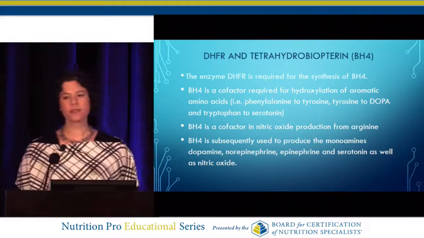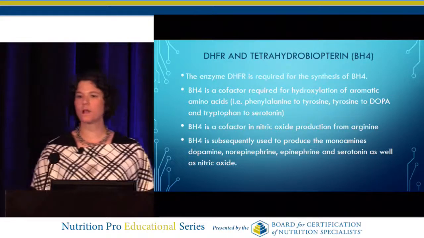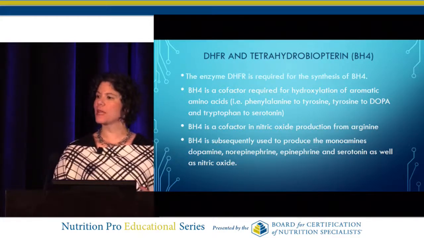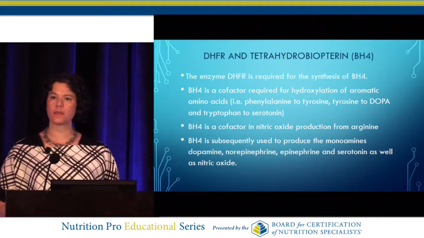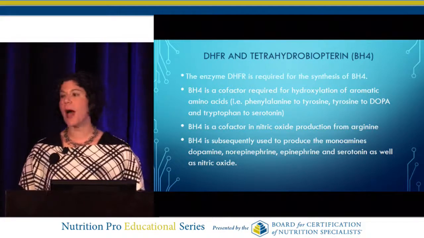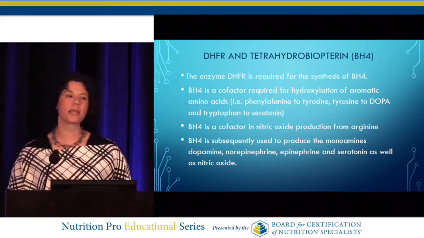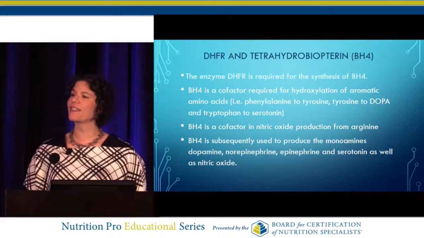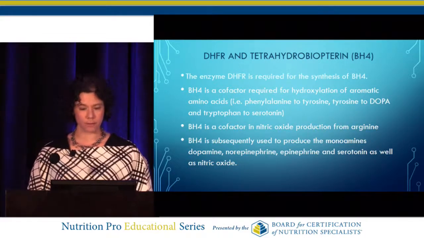So we've already talked a little bit about DHFR and its role in folate metabolism. But really, one of the main takeaway points about this particular enzyme is that it's also integral for the production of tetrahydrobiopterin, or BH4, which is essential for the production of all of our monoamines. So again, here we're going to think about neurotransmitter metabolism.